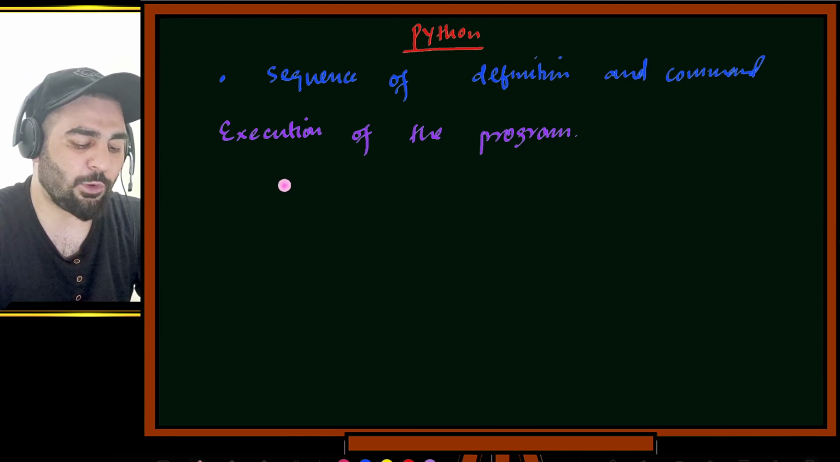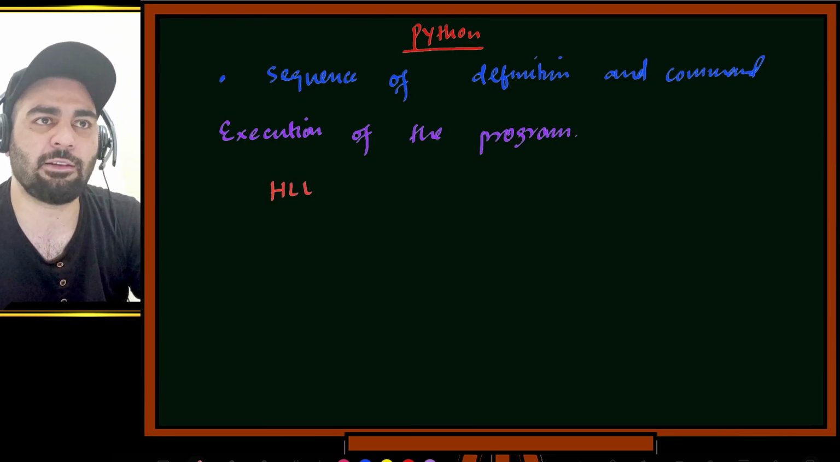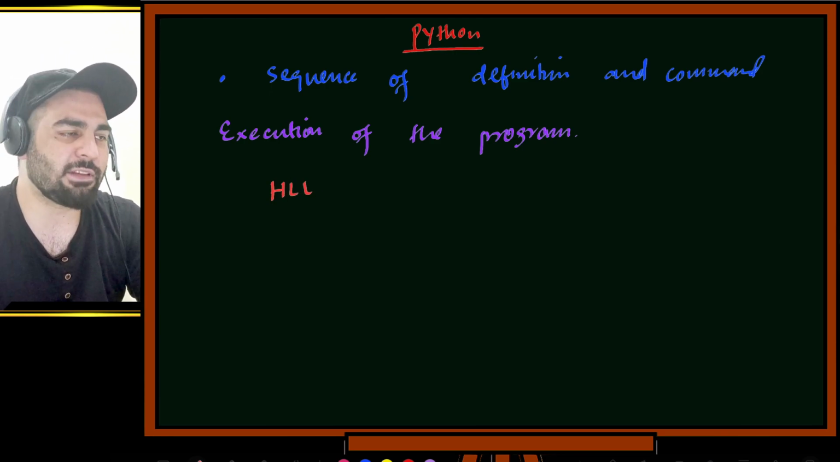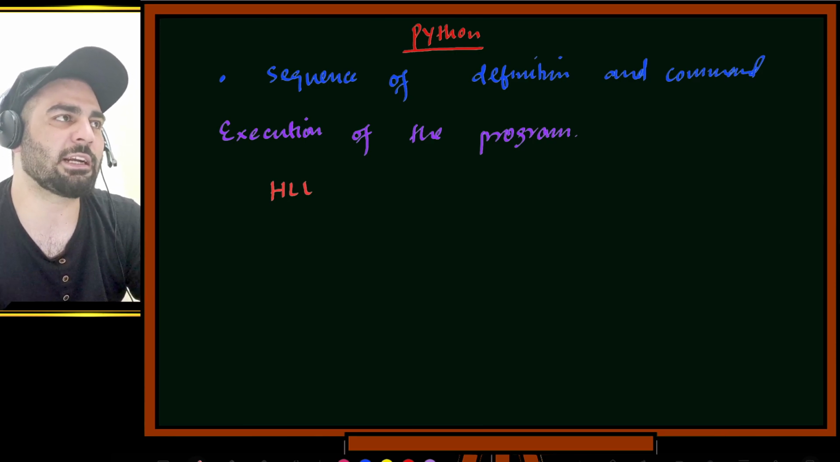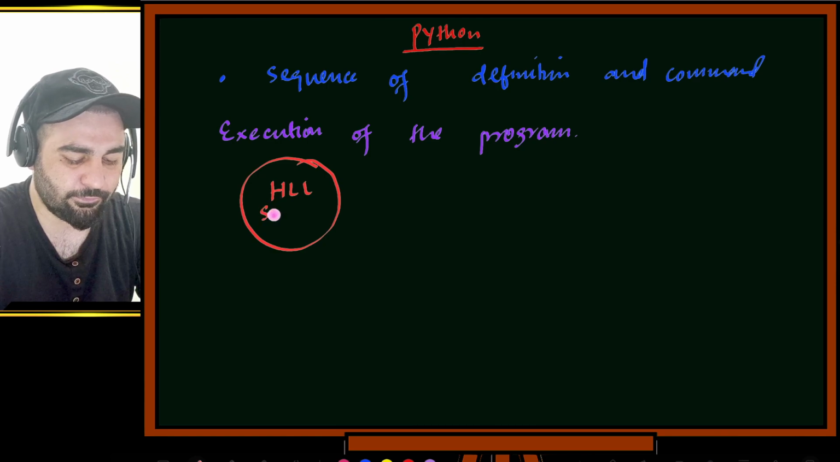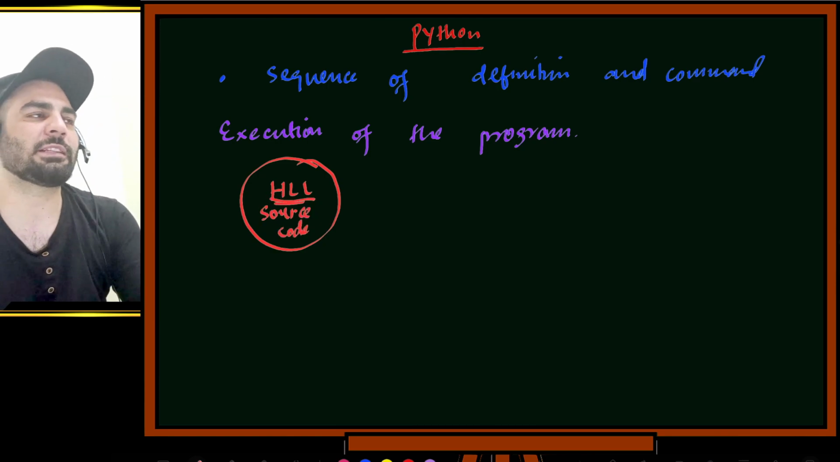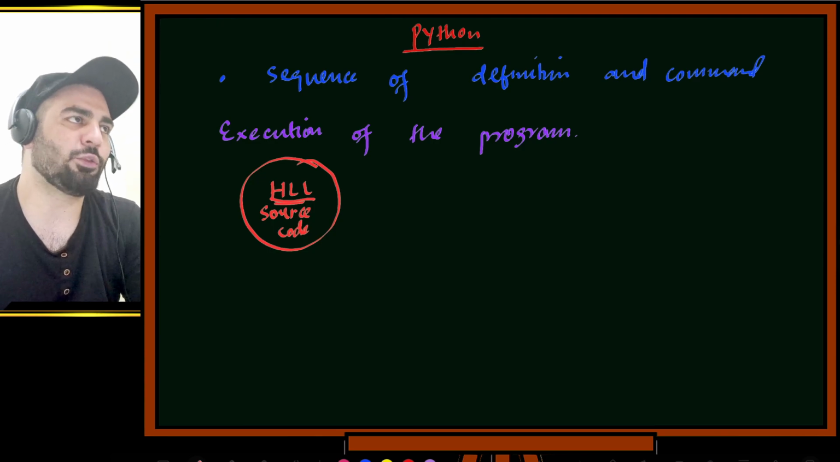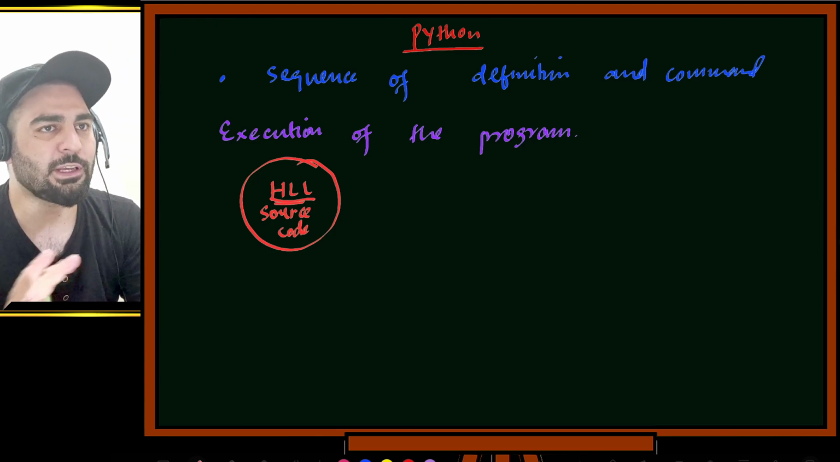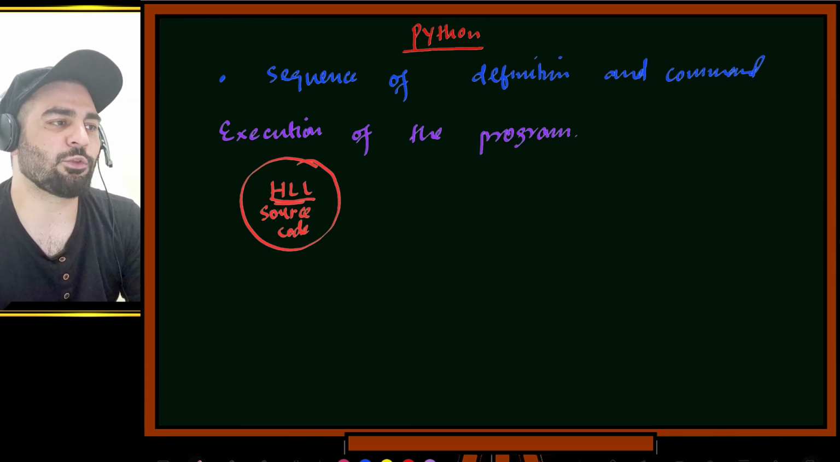Whatever you write, we write the code in what's called a high level language. I defined this high level language as somewhat closer to humans. Humans understand it better than machines. So this is called source code. Let's suppose you took a language like C, Python, or C++, and you wrote some commands, you wrote a program in that. That program is called source code.